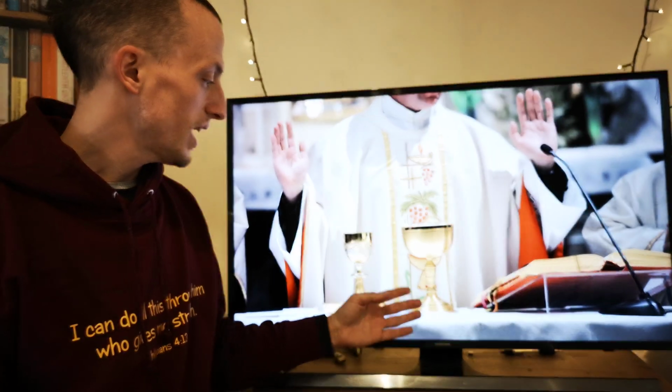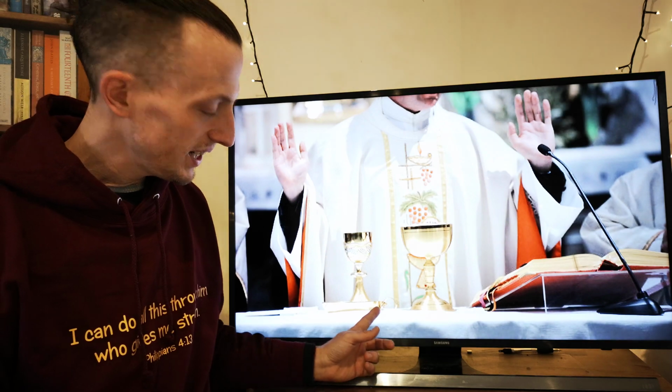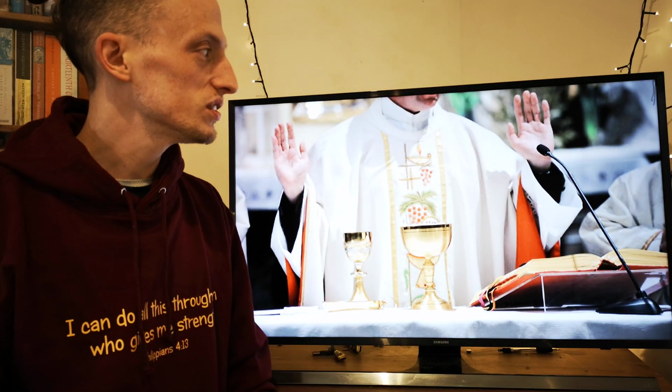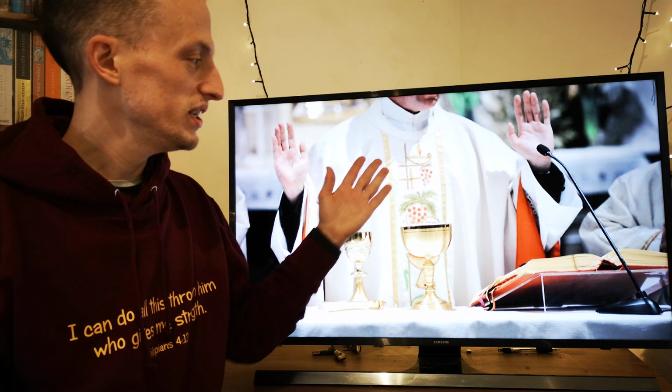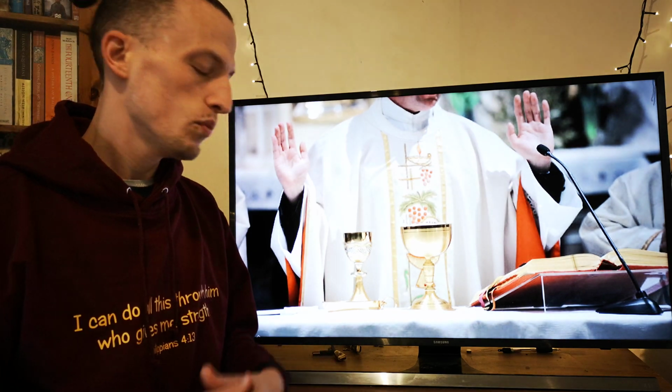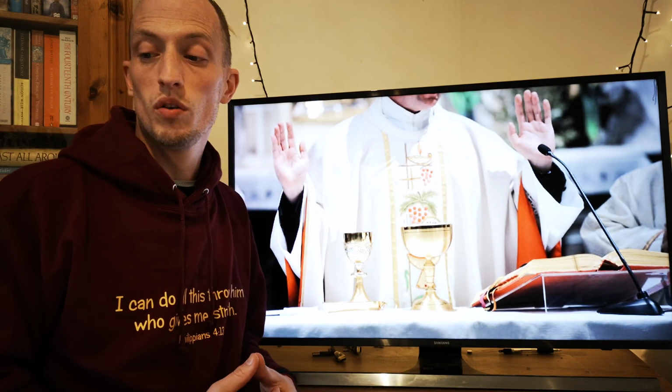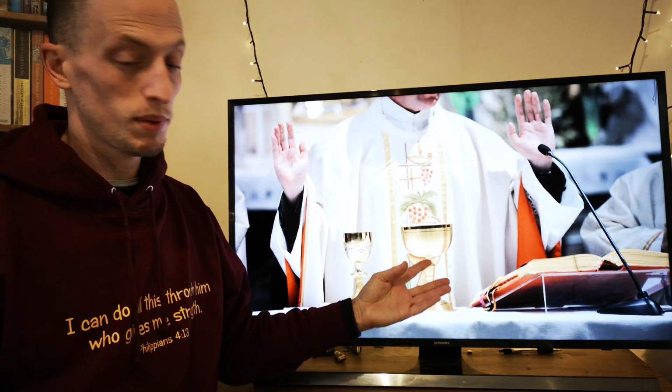And what we do is we have bread, which is in this plate here called the paten, and the wine, which goes in the chalice. And the priest blesses these and we give them out. And that reminds us of Jesus dying on the cross, of his body, and of his blood.